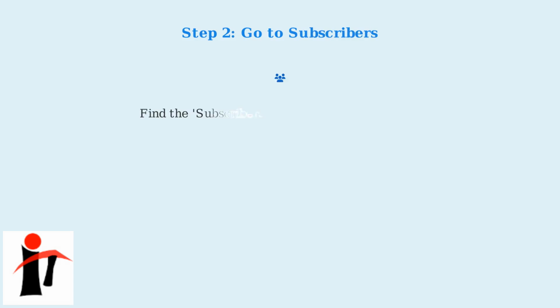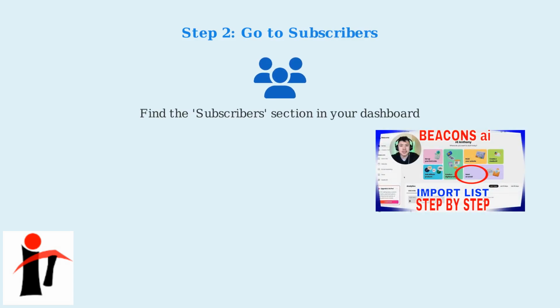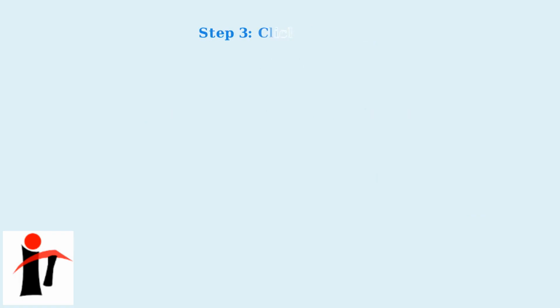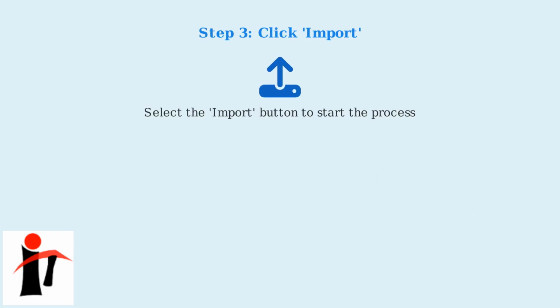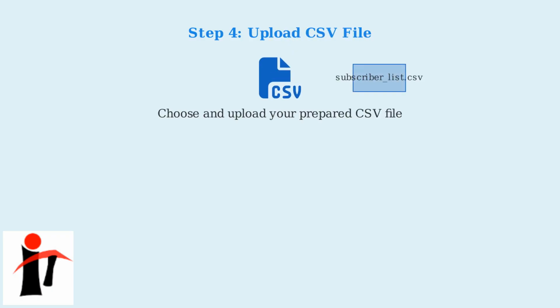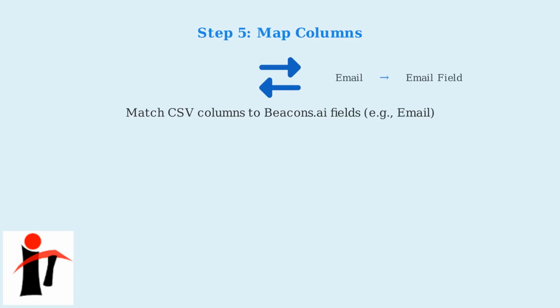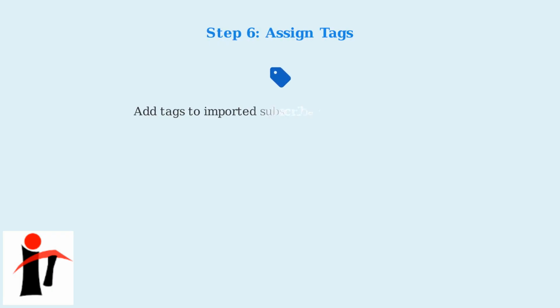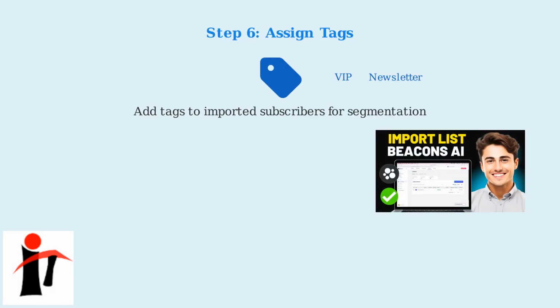First, log into your Beacons.ai account using your credentials. Next, navigate to the Subscribers section in your Beacons.ai dashboard. Click the Import button in the Subscribers section. Upload your prepared CSV file containing subscriber data. Map the columns in your CSV file to the corresponding fields in Beacons.ai, such as matching the email column. Assign tags to the imported subscribers during this step for better organization and targeting.